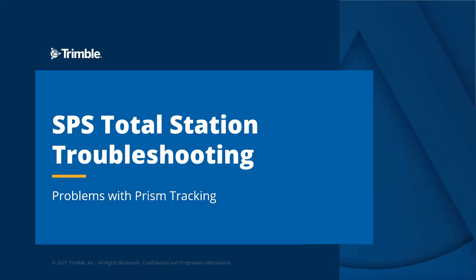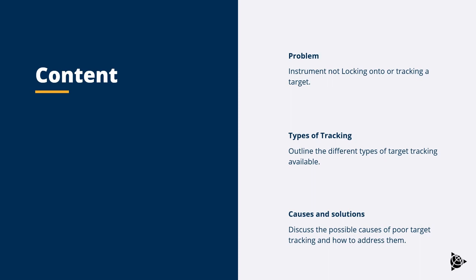This short video on SPS total station troubleshooting is going to talk about problems with prism tracking. First, we'll cover the problem. This will be the instrument not locking onto or tracking a target or the correct target. Then we'll talk about the types of tracking available, because this will be important with the following discussion. Then we'll talk about causes and solutions available to us when we're not tracking our target correctly.